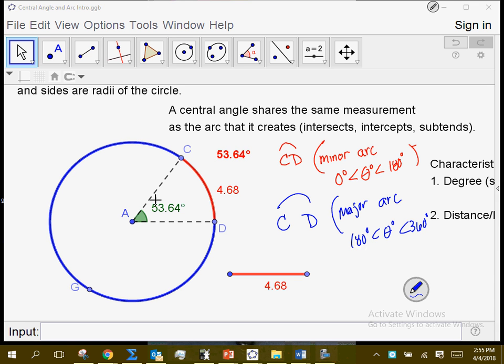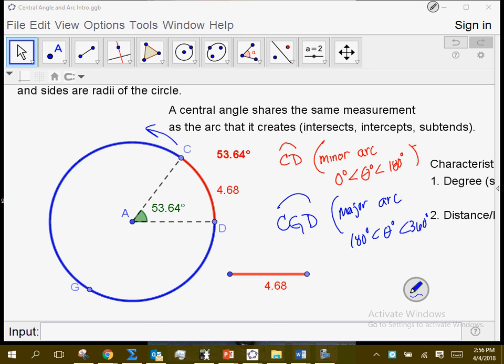Because the third letter serves as a direction to go from the first point. So C is my first point. I want to get to D. I've got either that direction or I could go that direction, right? If I want to talk about the blue arc, then I'm going to go this direction. What is a point that I would go through before I got to D using this direction? G. So I need to label that major arc using those three letters. And that middle point is a guide for us on which direction to rotate around the circle.